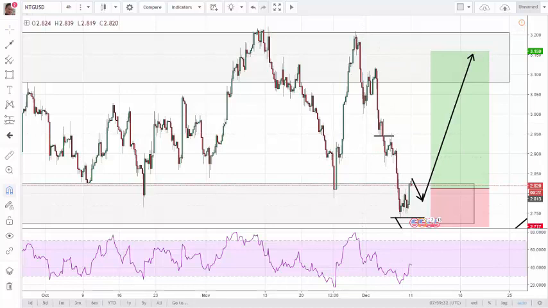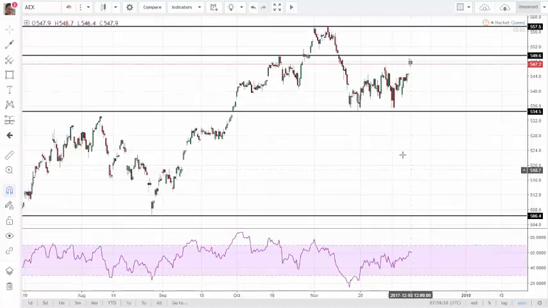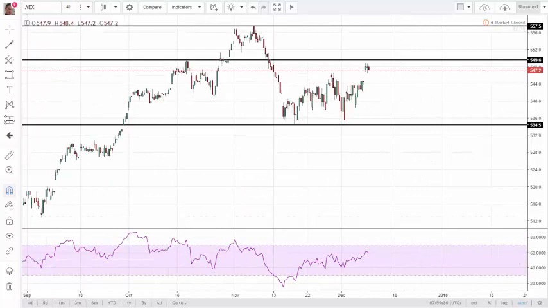I want to show you some things. A lot of you know I'm from Holland, so this is the Dow Jones from my country, let's call it that way. Price went into a correction. This level seems to be holding, 534.5, 535, let's call it that.